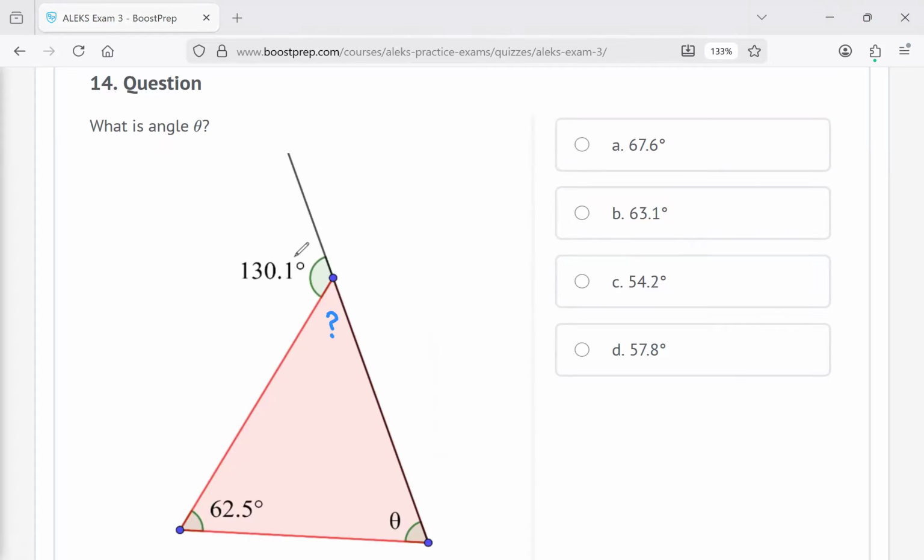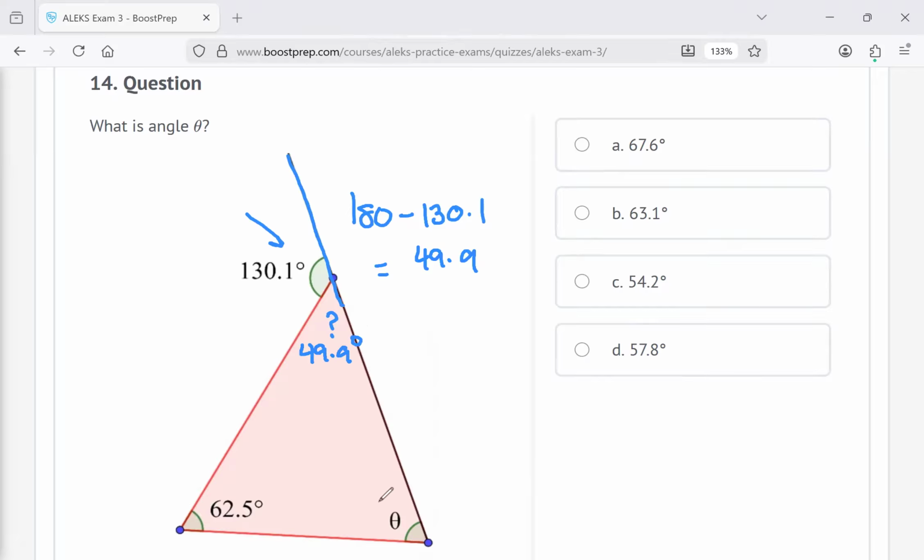So how do I figure out this angle? Well, they said that this angle here is 130.1. This is a straight line, which is also known as supplementary. So anything that's supplementary or a straight line is equal to 180. So to find this missing angle, all you're going to do is 180 minus 130.1, and that gives me 49.9. Okay, so this missing angle is 49.9.